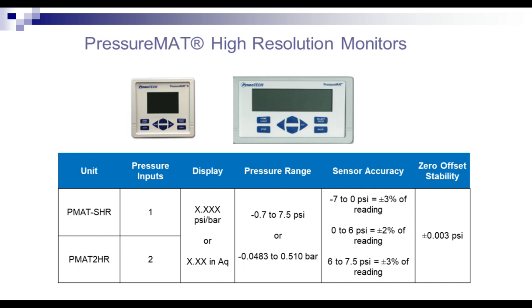The PMAT single channel high resolution as well as the 2-channel high resolution both have a zero offset stability of plus or minus 0.003 psi, which means that it could be rounded to 0.01 psi, and that allows you to resolve down to that 0.2 inches using the correlation of 0.1 psi equals 2.768 inches of water.